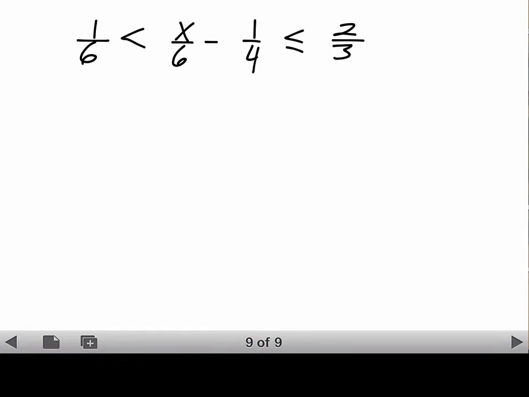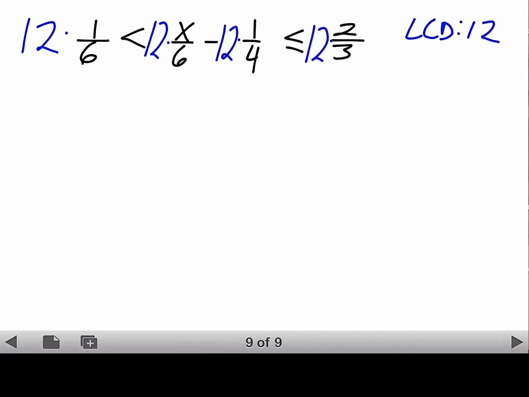And here's the last example I have for you, another three-part inequality. 1/6 is less than x over 6 minus 1/4 is less than or equal to 2/3. Since we have fractions all over the place and denominators are 6, 4, and 3, our least common denominator is going to be 12. So we're going to multiply each term in the inequality by 12. Notice we have to multiply all three parts by the least common denominator.